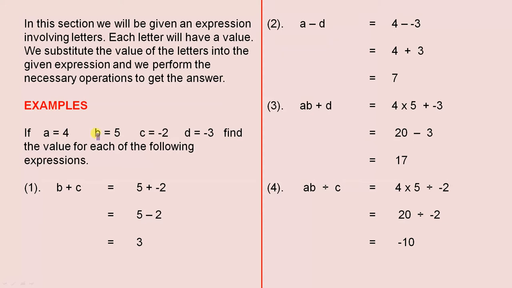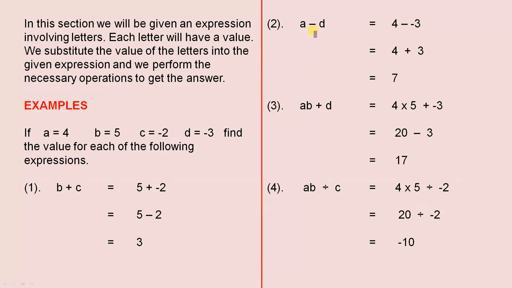If A equals 4, B equals 5, C equals minus 2 and D equals minus 3, find the value for each of the following expressions. The first one is B plus C. So B is 5 and C is minus 2, so it's 5 plus minus 2, which is 5 minus 2, and that gives you 3. We saw in previous videos how where you have those two signs together, that is a minus, and that's why the answer is 3. The next one, A minus D.